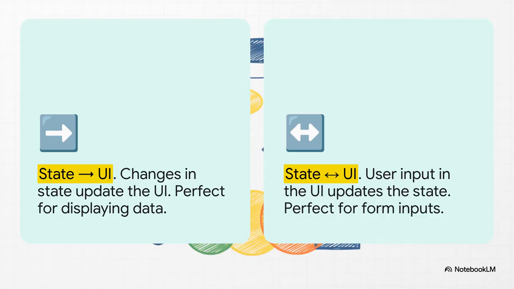Now, binding gets a major upgrade too. The standard bind is great for one-way data flow, from your state to the UI. But bind two-way creates this perfect automatic sync in both directions. It's an absolute dream for form inputs like text fields, where you need what the user types to immediately update your app state and vice versa.